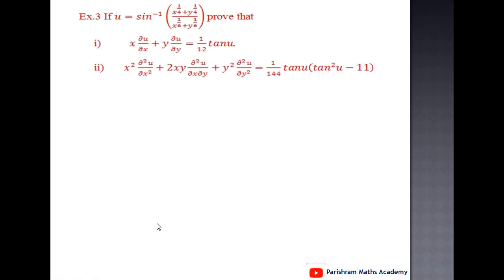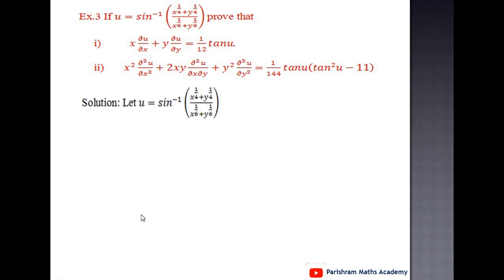Next example, if u equals sine inverse of (x raised to 1/4 plus y raised to 1/4) upon (x raised to 1/6 plus y raised to 1/6), then prove that first, x ∂u/∂x plus y ∂u/∂y equals 1/12 tan u, and second, x squared ∂²u/∂x² plus 2xy ∂²u/∂x∂y plus y squared ∂²u/∂y² equals 1/144 tan u (tan squared u minus 11). Solution.